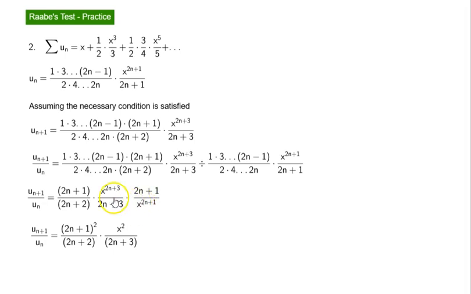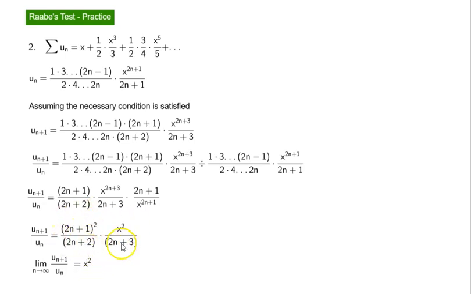Simplifying it further, we have x to the power of 2n plus 3 minus 2n minus 1. So we are left with x squared. 2n plus 1, 2n plus 1 becomes 2n plus 1 squared. And in the denominator, we have 2n plus 2, 2n plus 3. If we take the limit as n goes to infinity, what will happen? We will be left with x squared.